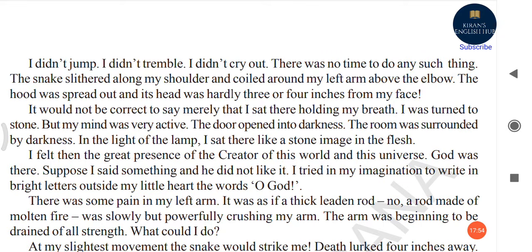The hood was spread out and its head was hardly 3 or 4 inches from my face. As the snake coiled around his left arm, its head was only a little bit away, nearly 3 to 4 inches. Just imagine, just like your finger.